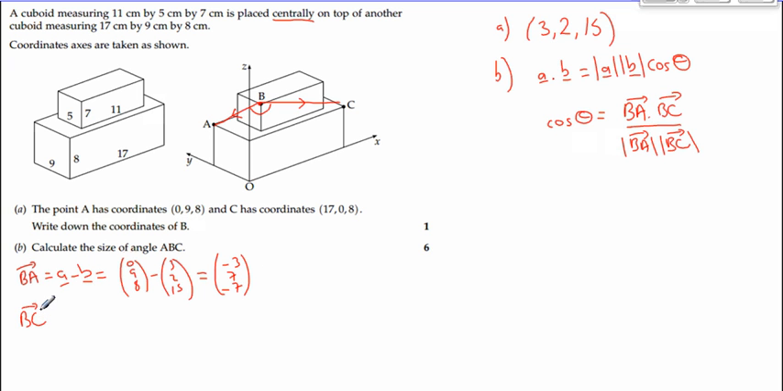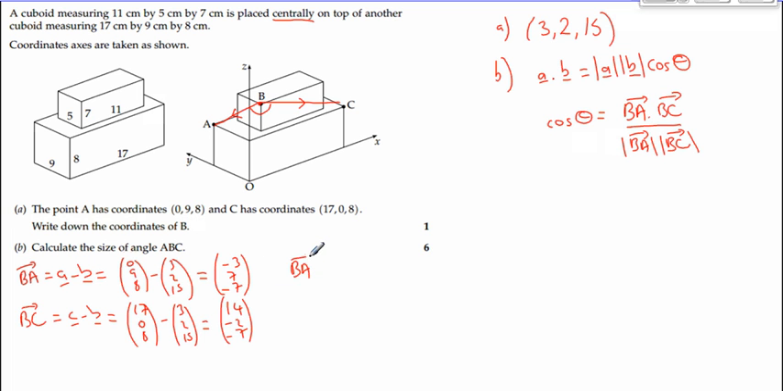BC, exactly the same process, C minus B is equal to, this time, 17, 0, 8. Subtract my B, which is 3, 2, 15. That's 14, negative 2, negative 7 again. Okay, so there's my two vectors. Now I need my dot product.